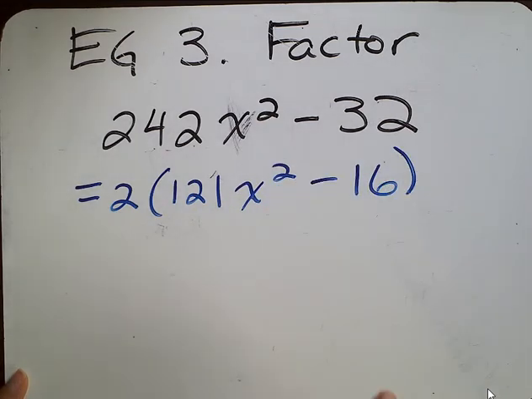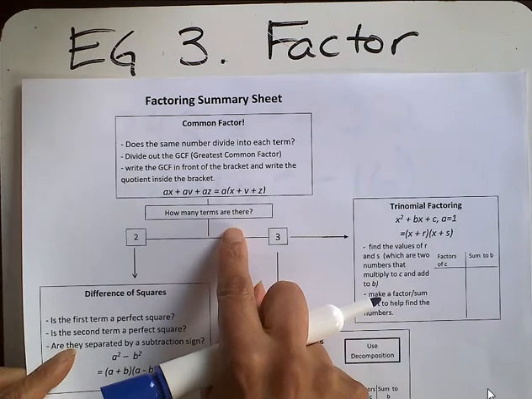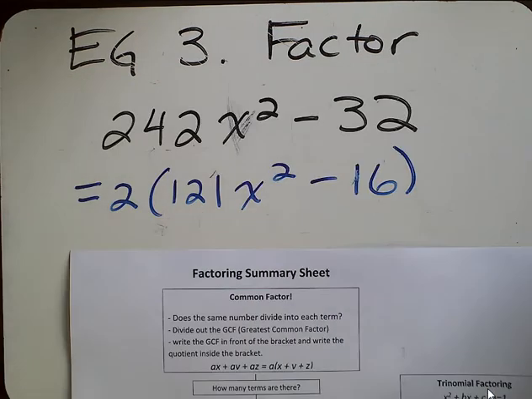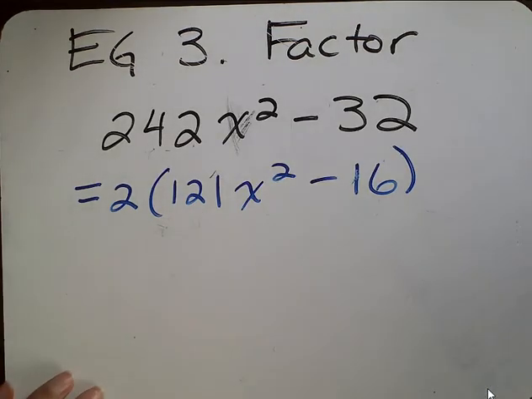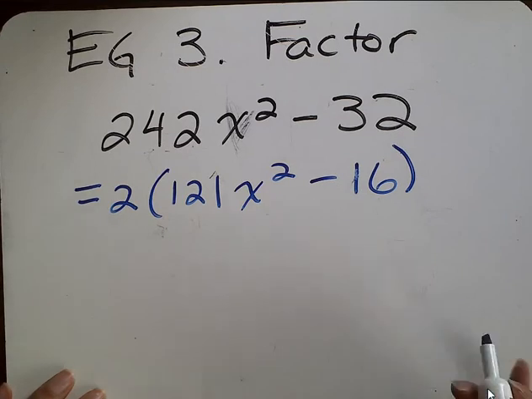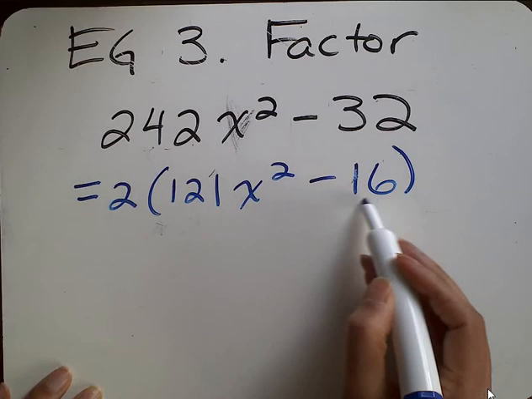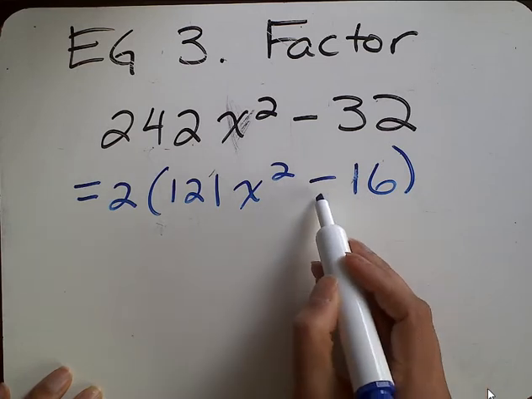Then I take a look at what's left, and I ask myself, how many terms are there? 2 or 3? Well, there's 2 terms. It is a binomial. And then I check for the difference of squares. So, is the first term a perfect square? Yes. Is the second term a perfect square? Yes. And they're separated by a minus sign.